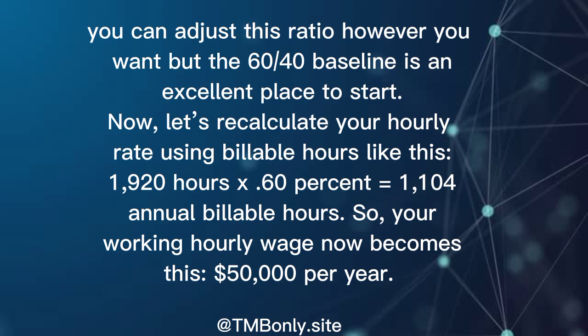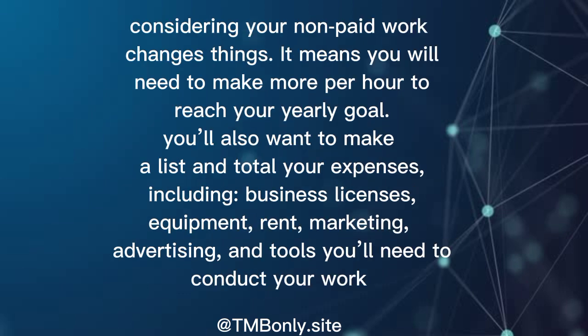Now, let's recalculate your hourly rate using billable hours like this. 1,920 hours x 0.60 equals 1,104 annual billable hours. So your working hourly wage now becomes this: $50,000 per year. Considering your non-paid work changes things, it means you will need to make more per hour to reach your yearly goal.